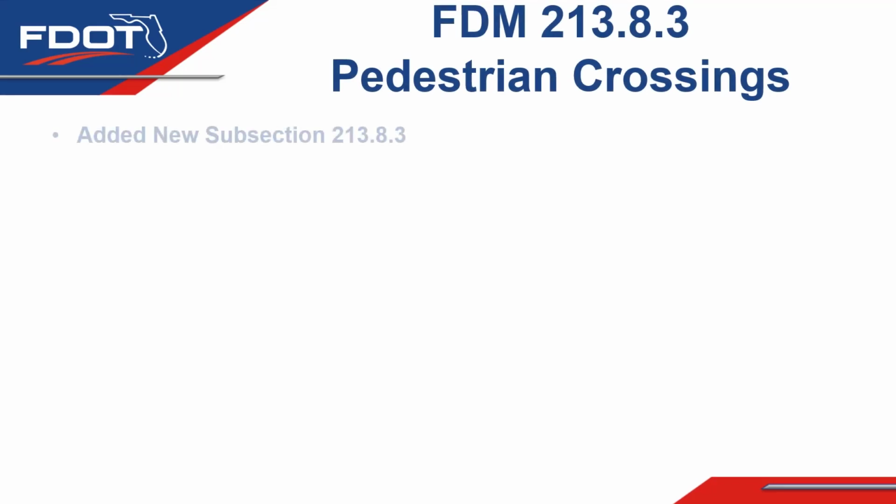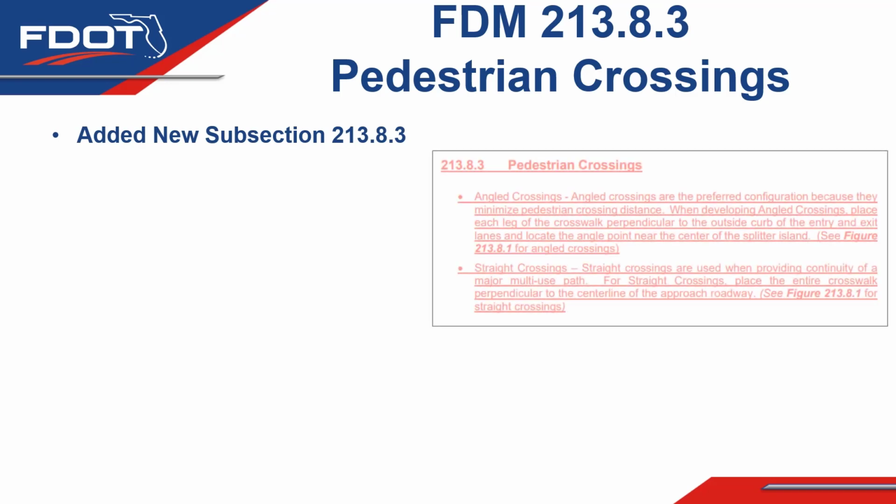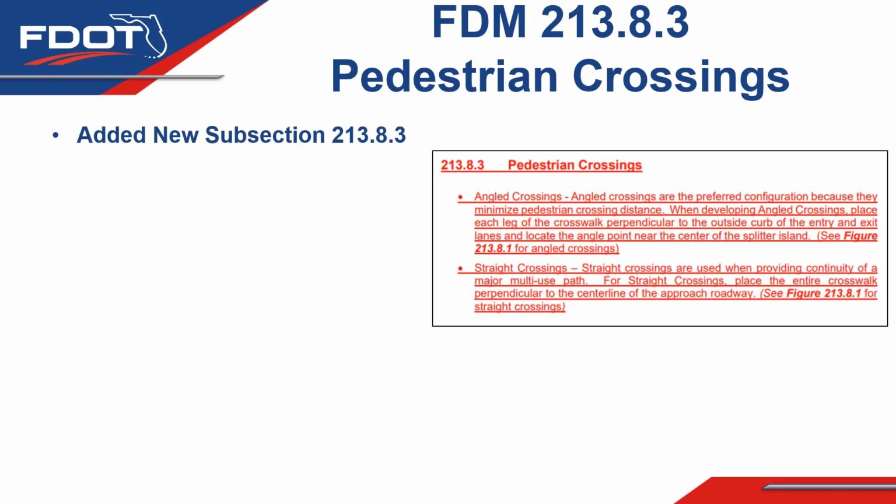There are various options for pedestrian crossings, and we have added language to discuss when each is the preferred design. Angled crossings minimize pedestrian crossing distance and are preferred. However, if you are connecting a major multi-use path, such as a trail network, it may be preferred to use a straight crossing, which provides better continuity.